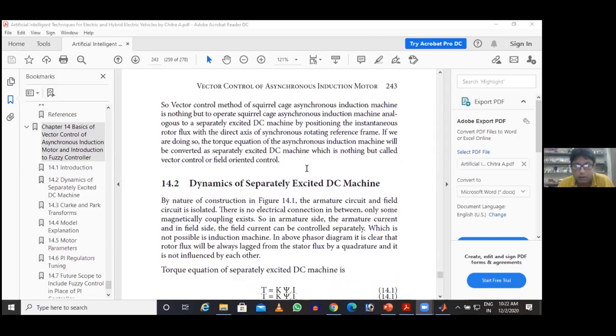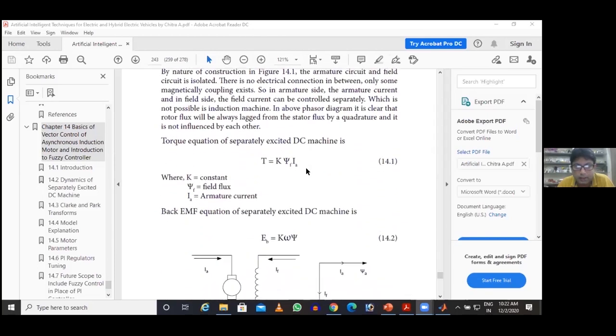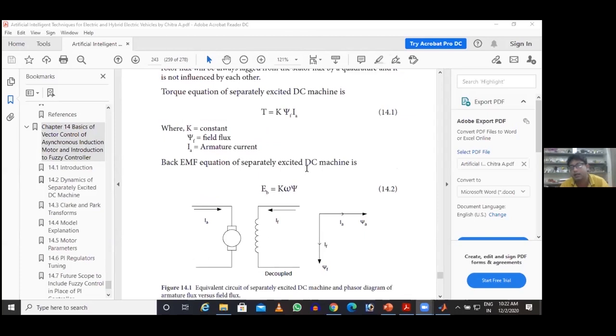Where we will go, we will just understand, as I told, that vector control of an induction machine is nothing but implementing a separately excited DC machine analogy to an induction machine. So now, this is a very simplified equivalent circuit of a separately excited DC machine.